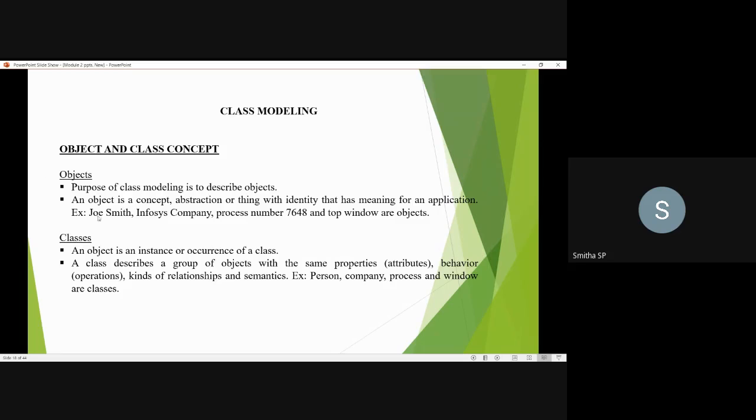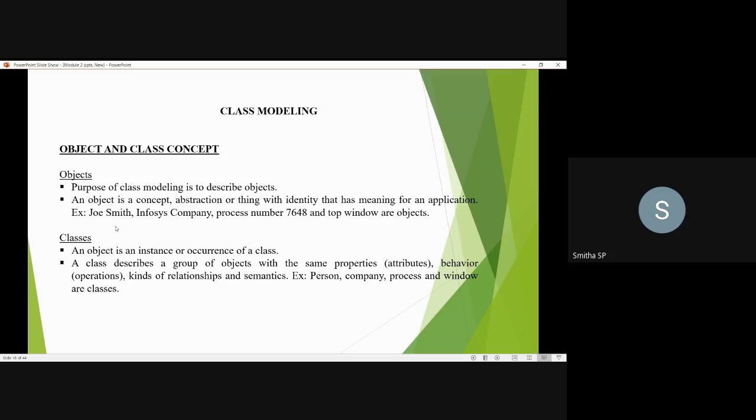Here you can see Joe Smith. It is a person's name, so it is one example of an object. A company name, for example the Infosys company, is also an object. Likewise, a process number 7648 and top window. These are all examples of objects which have their own identity and their own meaning for the application. So it is called an object.